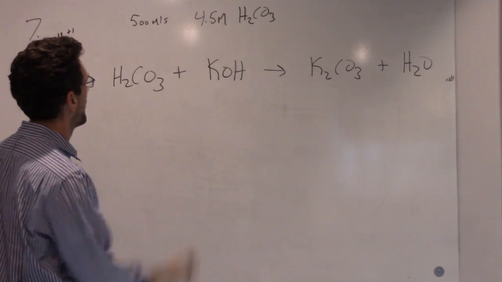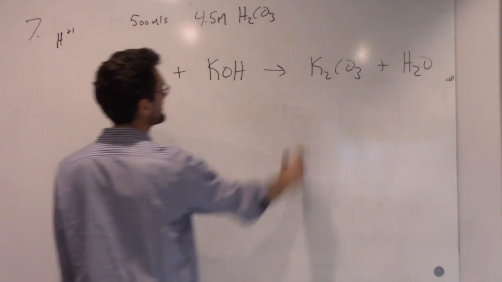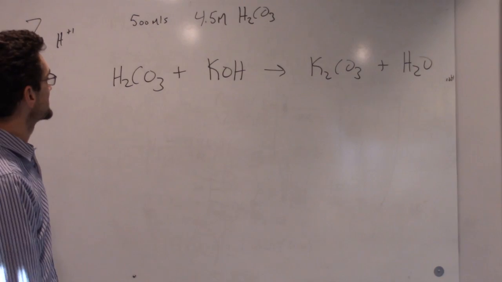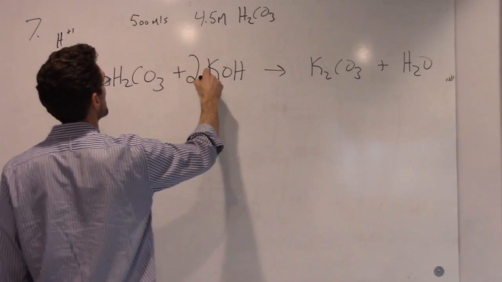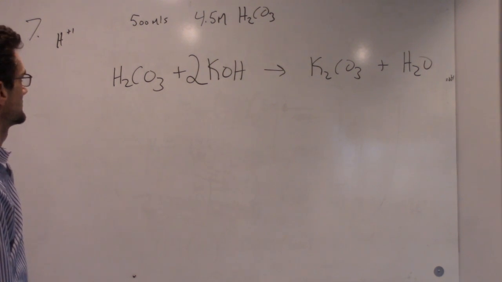Oh, probably not. No, I can see it's not balanced immediately because I've got 1 potassium over here and 2 potassiums over there. Potassium is the odd bird here, so let's go ahead and balance for potassium. Stick 2 in there. How does that look?